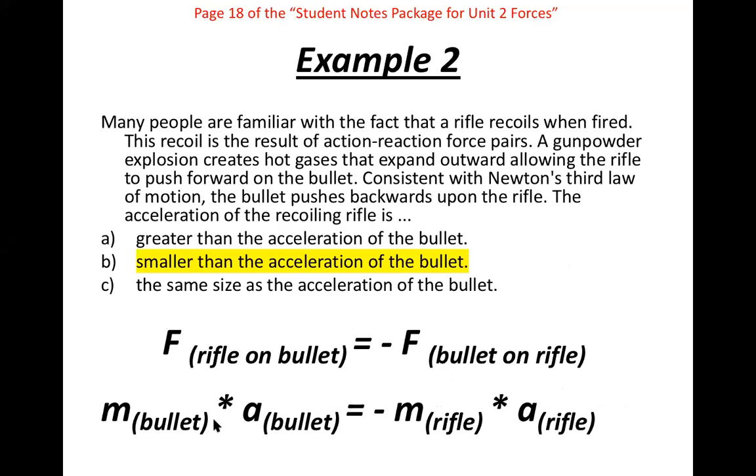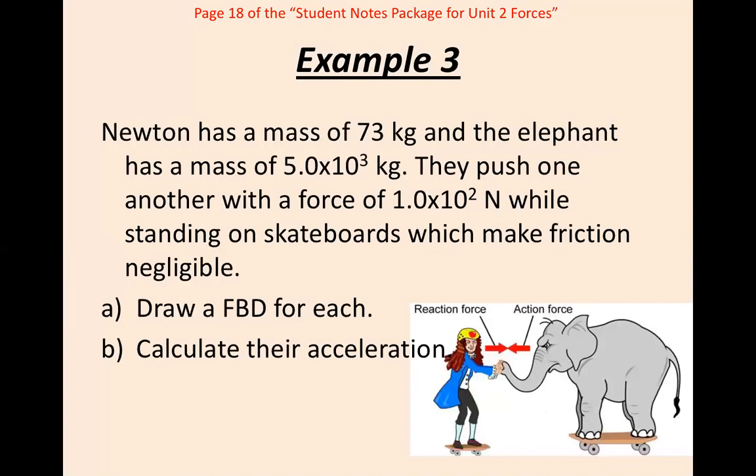Since the mass of the bullet is very small, the acceleration of the bullet is very large. And so if the mass of the rifle is much bigger, then the acceleration of the rifle is much smaller. So that's why the answer is B. Let's try another example.